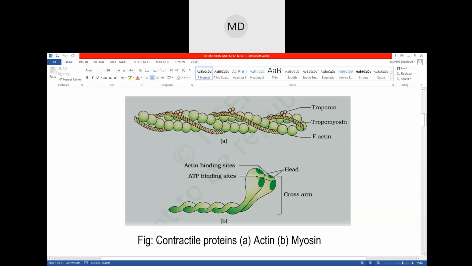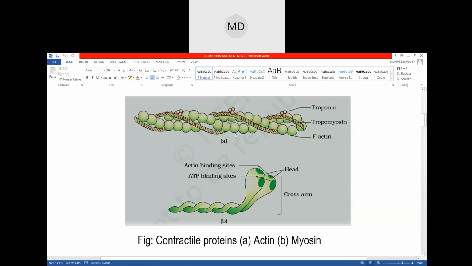So there are contractile proteins in our muscles. Contractile proteins means they help in contraction. They are actin and myosin. These are the two types of protein. Why contractile proteins? Because they help in contraction.